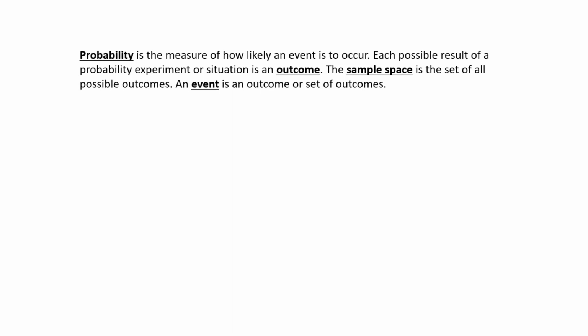All right, so probability is the measure of how likely an event is to occur. Each possible result of a probability experiment or situation is an outcome. The sample space is the set of all possible outcomes. An event is an outcome or set of outcomes.